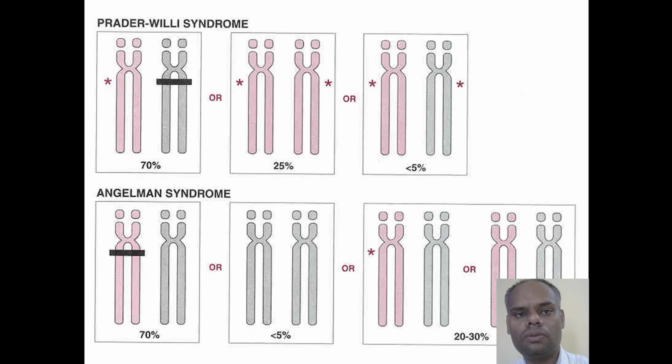Here, we are comparing both Prader-Willi syndrome and Angelman syndrome. In Prader-Willi syndrome, light pink color is represented by mother, whereas light black color is represented by the father, where it is concluded that in 70% of cases the father is responsible for Prader-Willi syndrome. In Angelman syndrome, light pink color is represented by mother, whereas light black color is represented by the father, and it can be concluded that in 70% of cases the mother is responsible for the syndrome.